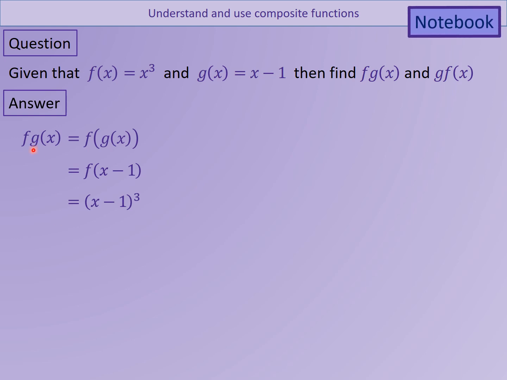Okay, let's compare that to the other one, if I did it the other way around. This time it's the f function that has a chance first. What does the f function do to x? It cubes it. So really it's g of x cubed. Now it's g's turn. The g function takes whatever you've got inside the brackets and takes away 1. In this case, I have x cubed inside the bracket, so my answer at the end will be x cubed minus 1. Very different functions. Make sure you write them down right and read them correctly. Always inside out.